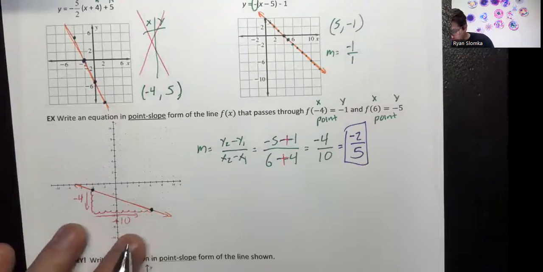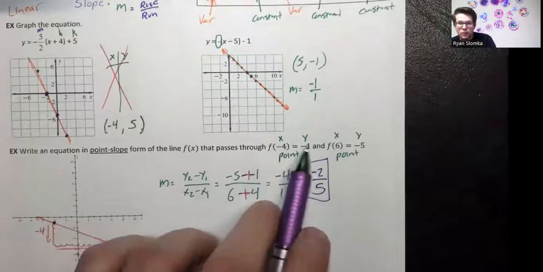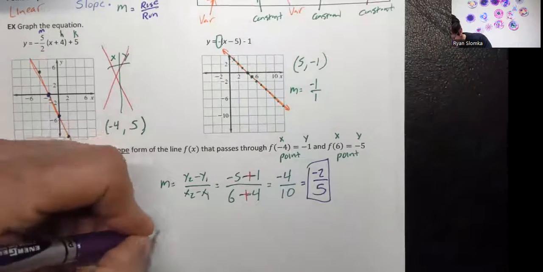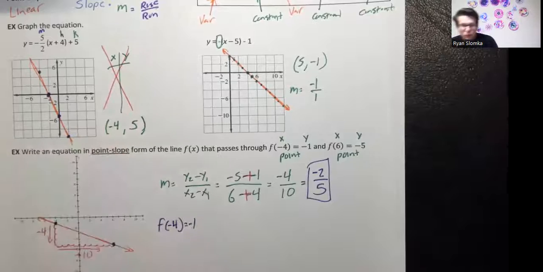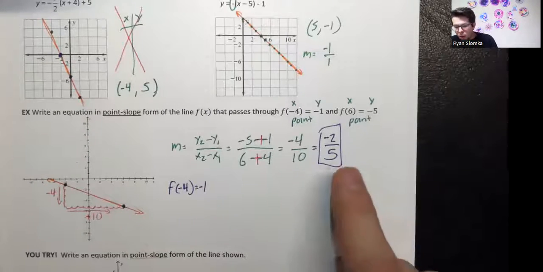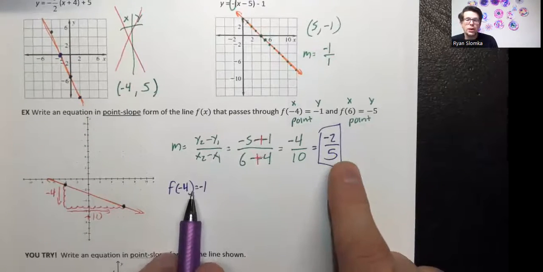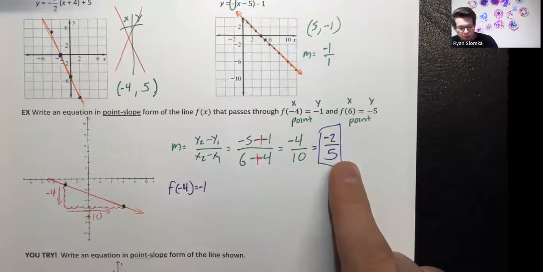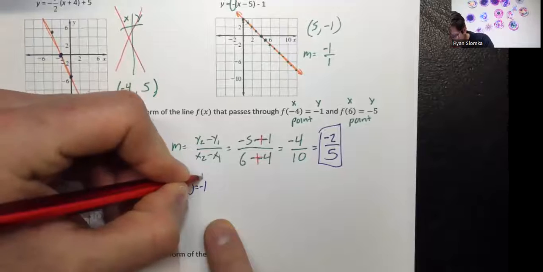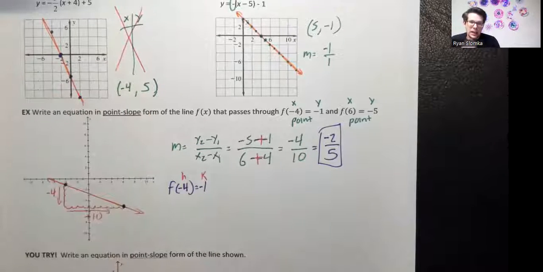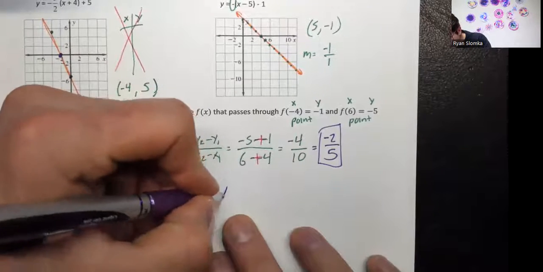So the first point that we were looking at was this one, -4, -1. So if you want to use that one, you can. So if we choose this guy right here, we're going to pair it up with our slope, and we're going to build an equation using these pieces of information. In this case, the -4 is going to be my h, and the -1 is going to be my k. Let's see if we can build that equation.